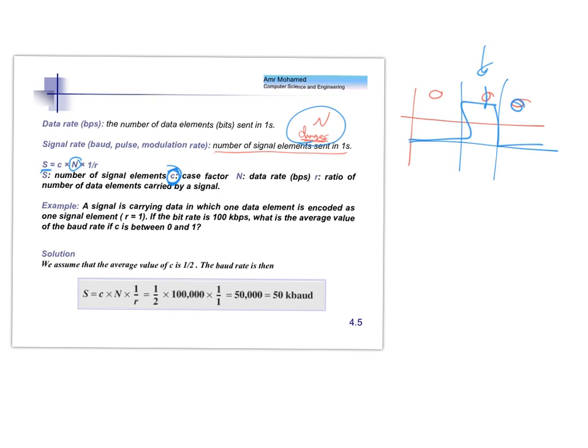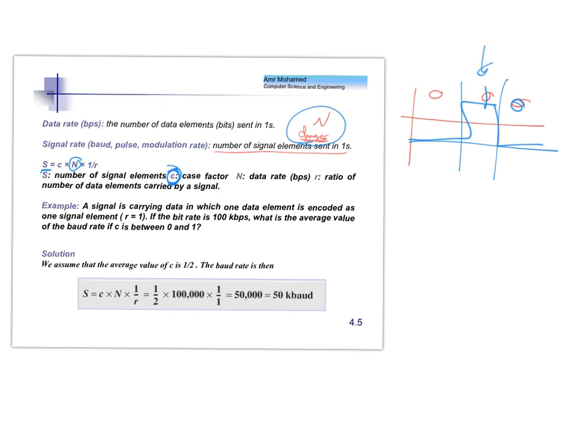Is it understood? Just to understand it, you have extreme cases. When you have 000 or 111, the signal rate is 0. But when you have changes at every single bit, the frequency required will be high. Right? So C is typically less than 1. It's definitely less than 1, and in many cases it's half.